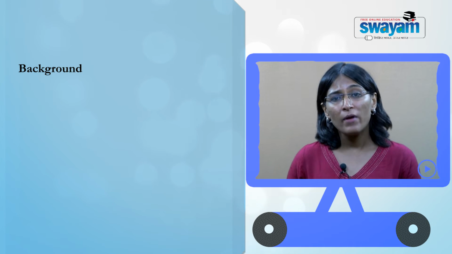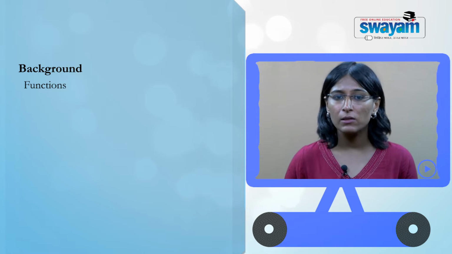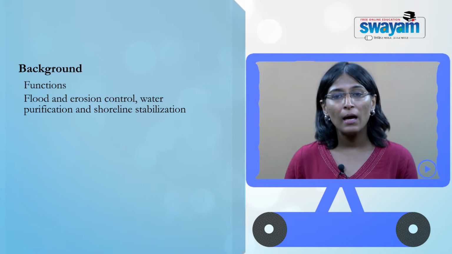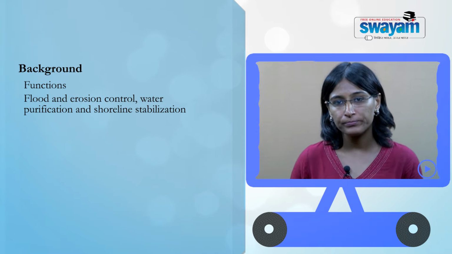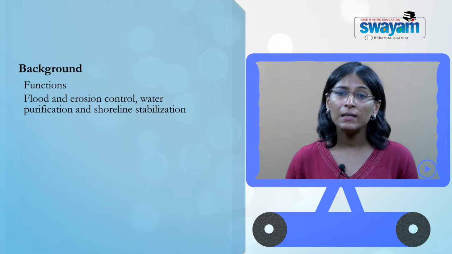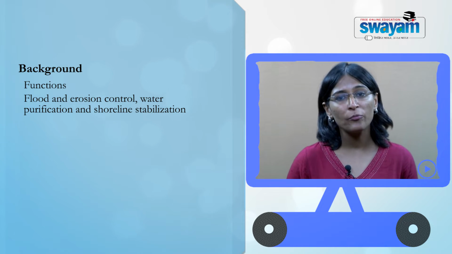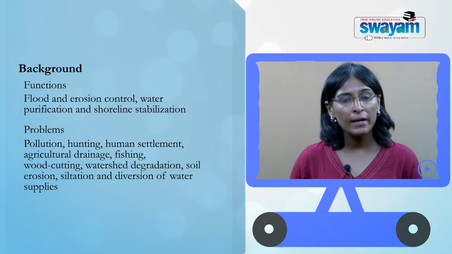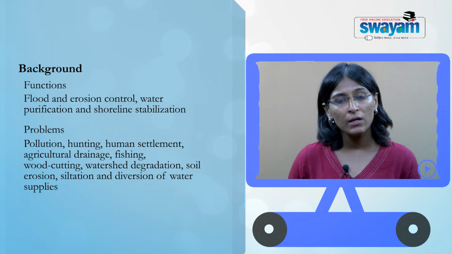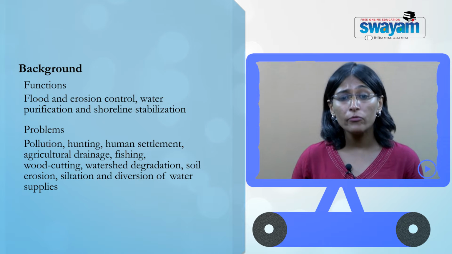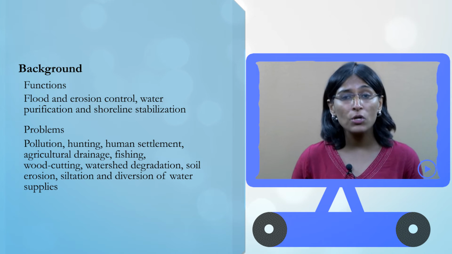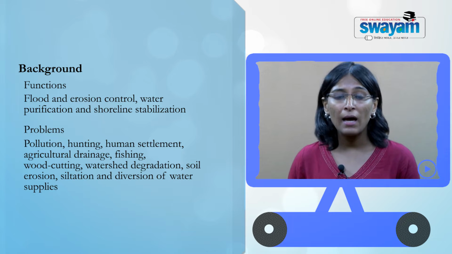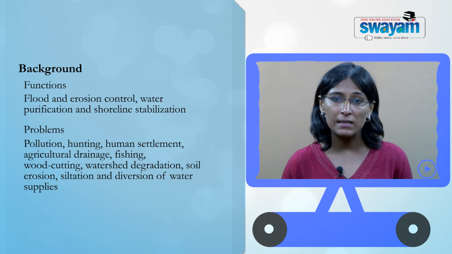Wetlands perform very important functions, and these include flood and erosion control, water purification and shoreline stabilization. However, wetlands are confronted with a number of problems, and these are the result of pollution, hunting, human settlement, agricultural drainage, fishing, woodcutting, watershed degradation, soil erosion, siltation and diversion of water supplies.